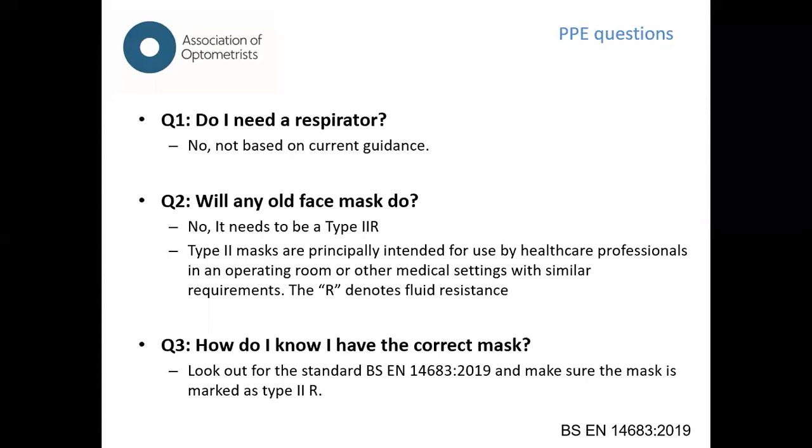Type 2 masks are generally for healthcare professionals, but it's the R that in this instance is important. And when getting them, look out that they conform to the correct British standard, which we've got on screen here, and look for that type 2R, and then you know you've got the right type of mask. So if somebody's provided something that's not marked up with the correct standard, I would be wary. If it's not marked as type 2R, again, be wary, because what we don't want is people having a false sense of security from these things.